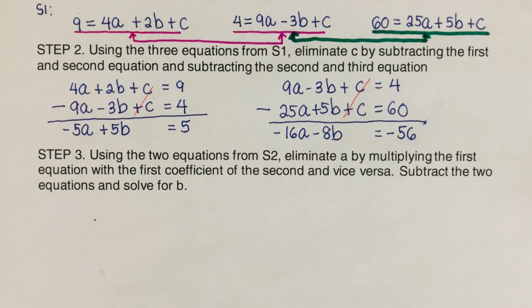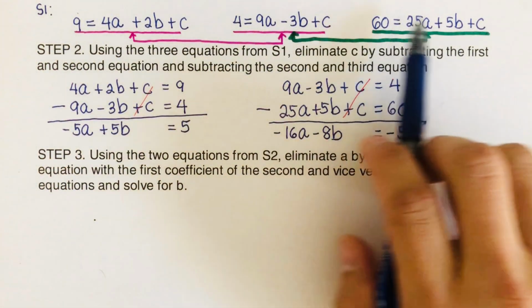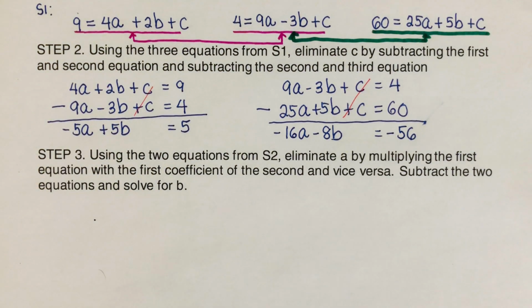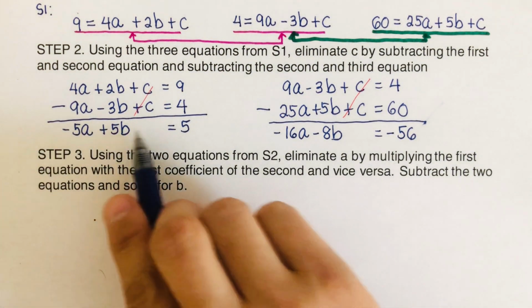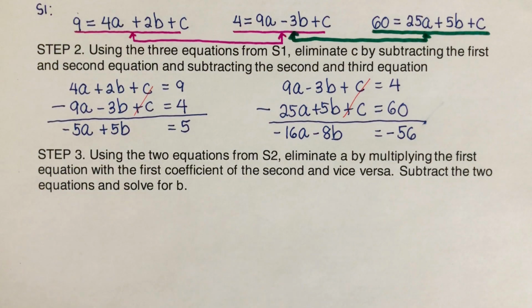So pretty much in the first step, we had 3 equations. In the second step, we tried to narrow it down. We are able to get 2 equations. Let's move on to the third step.